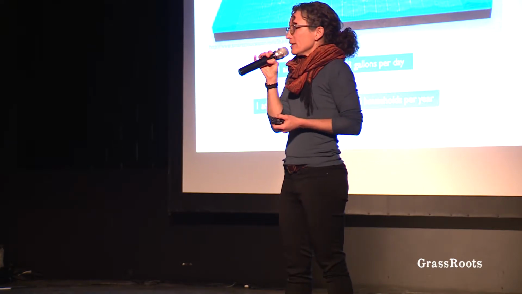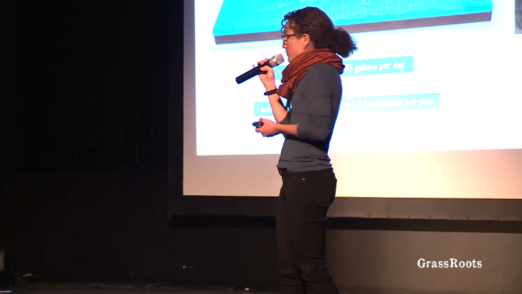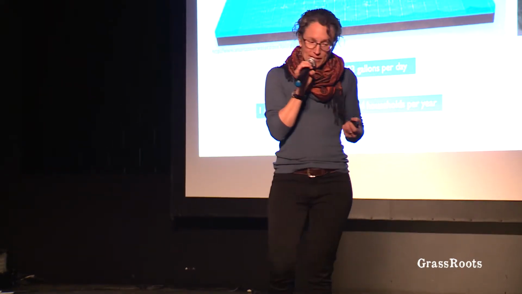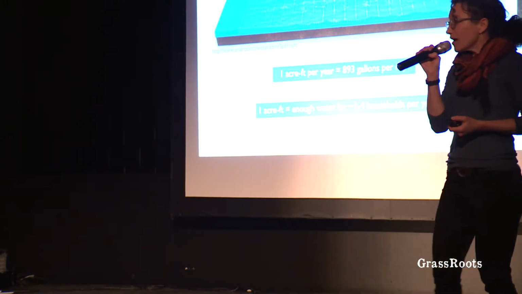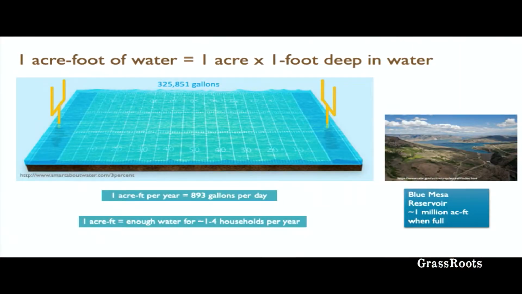To put that in perspective, Blue Mesa Reservoir, which is our largest storage bucket in the state of Colorado, is about 1 million acre feet. So when we talk about needing to supply 7.5 million acre feet to the lower basin because of the Colorado River Compact, we have to supply 7.5 Blue Mesa reservoirs to the lower basin to meet our Colorado River Compact requirements.